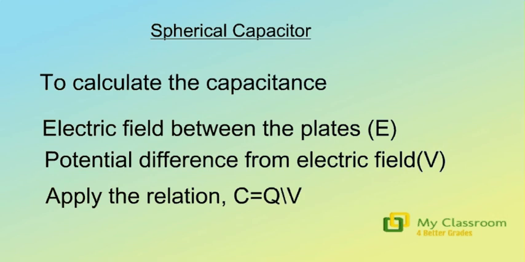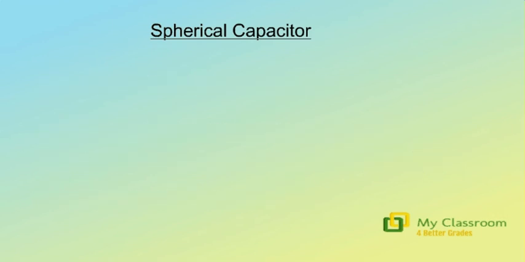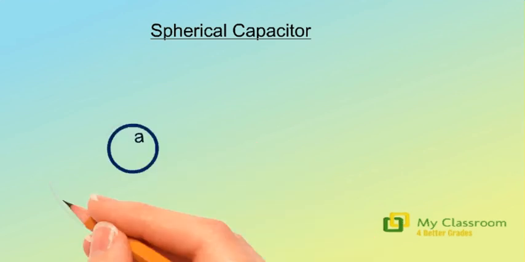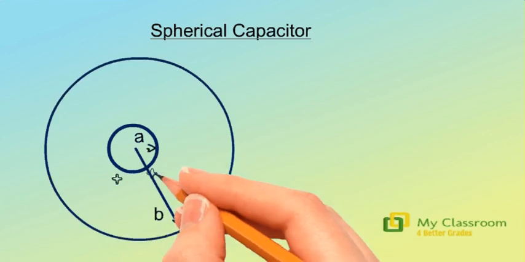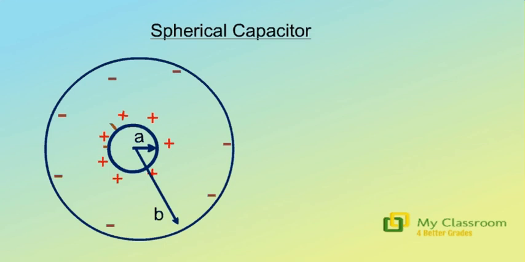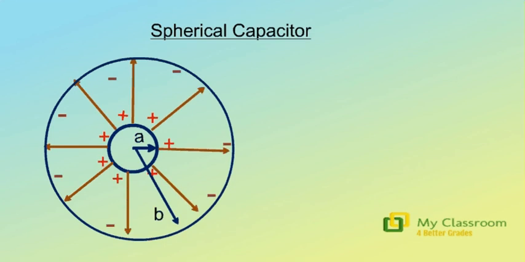A spherical capacitor consists of two concentric spheres separated by a distance. Say an inner sphere of radius A and an outer sphere of radius B. Let's give positive charge to the inner sphere and negative charge to the inner surface of the outer sphere. Thus, there would be an electric field in between these two spheres.